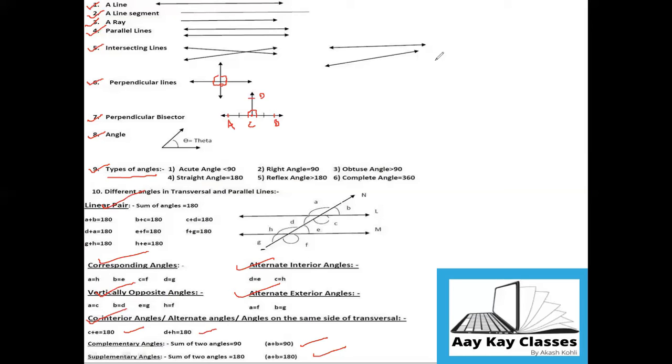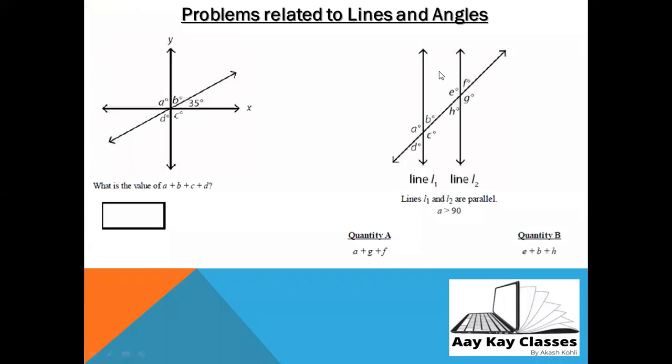Let's do some problems related to this chapter. So these are the two problems which I have taken, and this is a kind of GRE level exam, right? So I have taken these two sums. Let's discuss this first. What I have been given: angle AB is 35, DC is 35. Now I have to find the value of A, B, C, D, the addition of all these, right? Let's start with this.